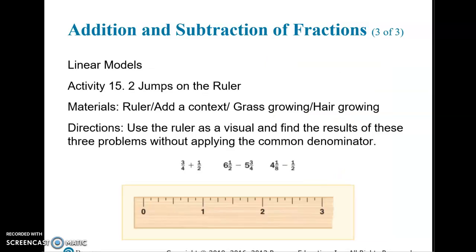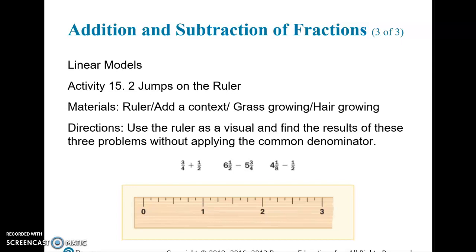Use the jumps on a ruler for activity 15.2. Provide a ruler, or you could use a number line. Have students use jumps on the ruler to add or subtract, either in a linear context, or ask students to create their own stories for each. These jumps encourage students to invent strategies without having to find common denominators. When sharing strategies, listen for students interacting, counting, and using fraction equivalency.